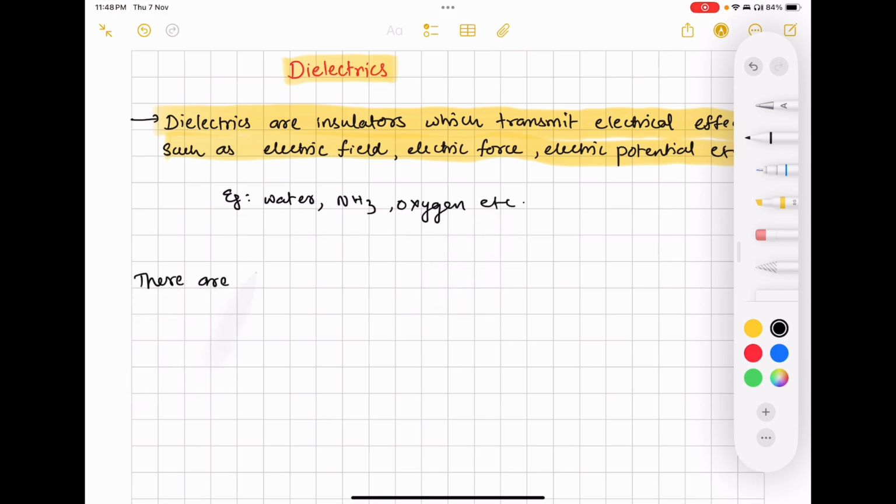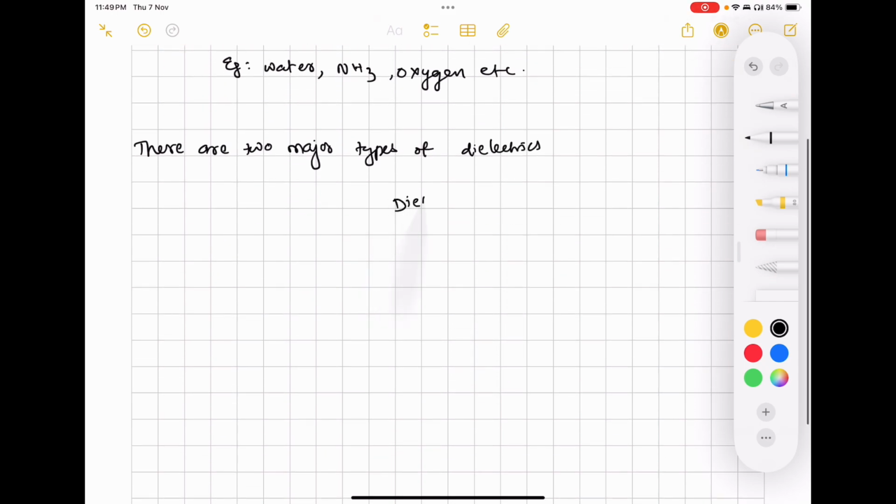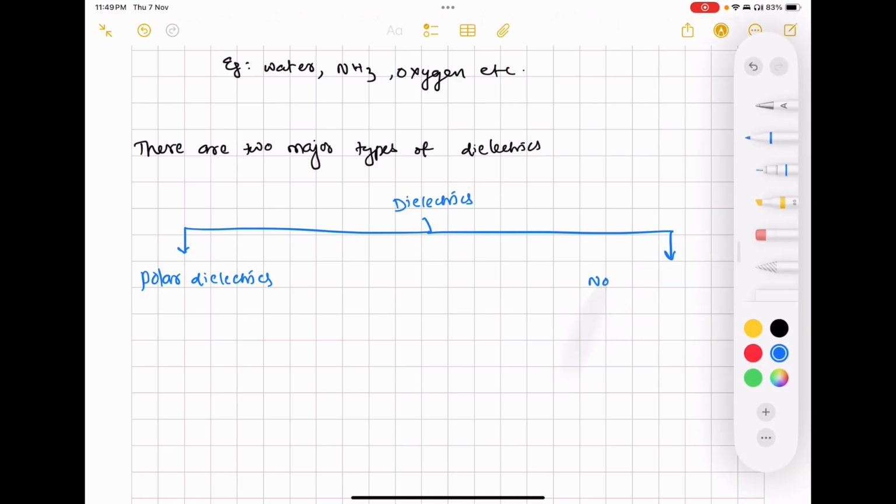There are two major types of dielectrics. That is, dielectrics are classified into two. They are called polar dielectrics and non-polar dielectrics.